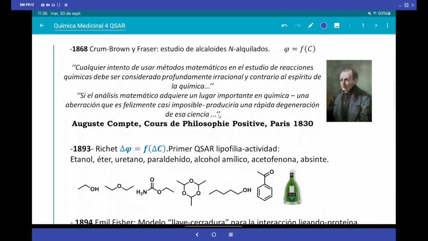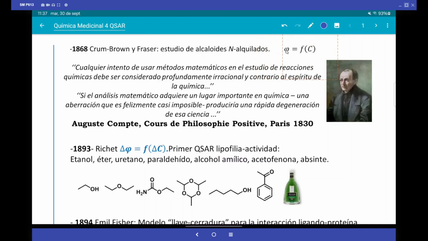But where does this idea come from? Who came up with it? In the year 1868, some researchers, such as Crum Brown and Fraser, studied alkaloids, and these alkaloids had biological effects. And it was said that their biological effect, represented by this Greek letter, is a function of their concentration, so there was already an idea that at greater concentration, greater biological effect.